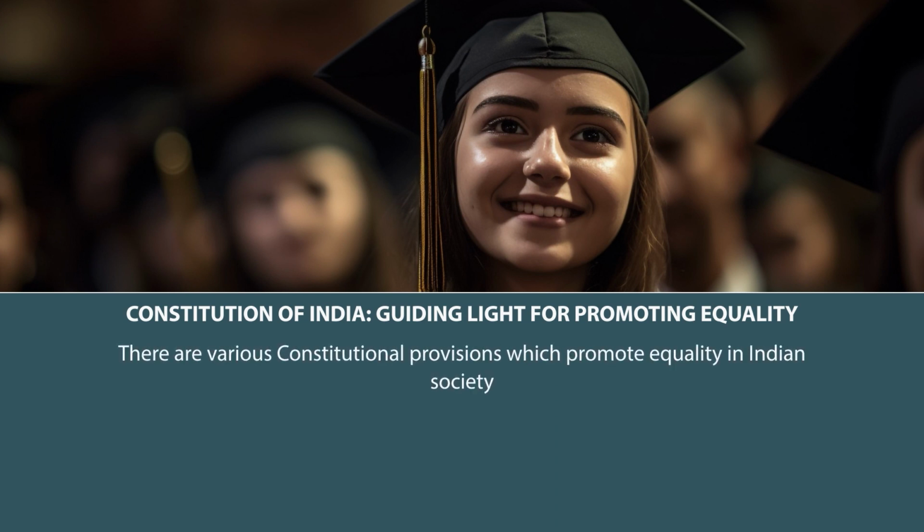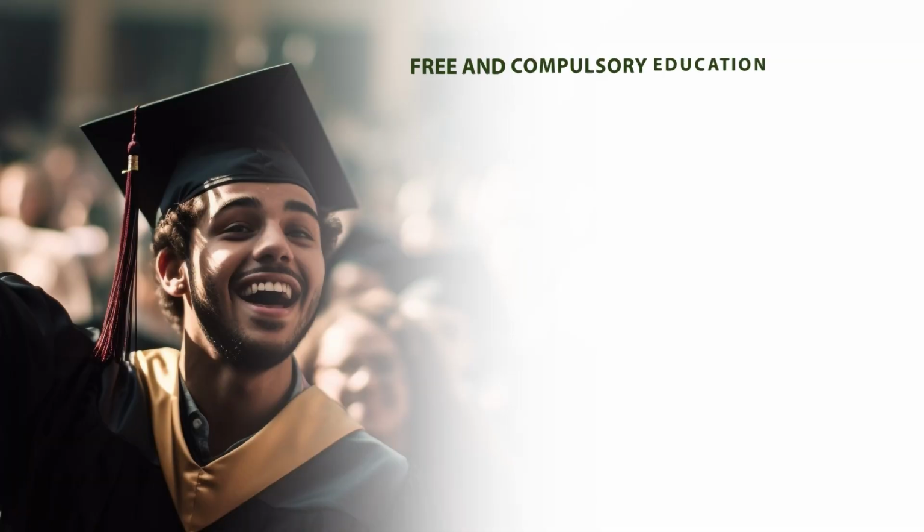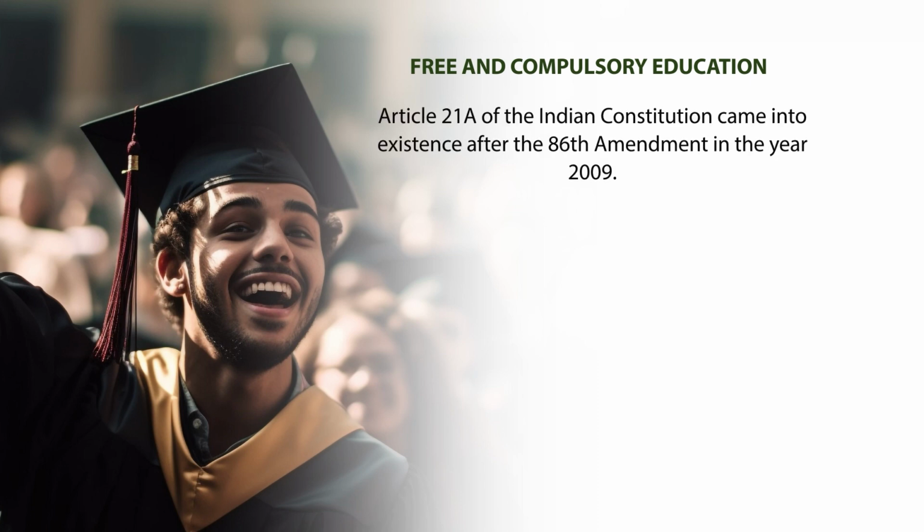There are various constitutional provisions which promote equity and equality in Indian society, and we shall be discussing them one by one right now. The first and foremost, very important provision is the provision for free and compulsory education, which comes to us from Article 21A of the Indian Constitution, which came into existence after the very popular 86th Amendment Act in the year 2009, and it got implemented from 2010 onwards. It's popularly known as the RTE Act, or the Right to Education Act.